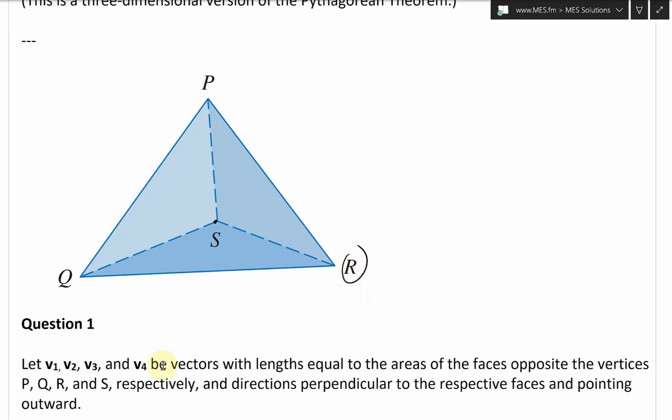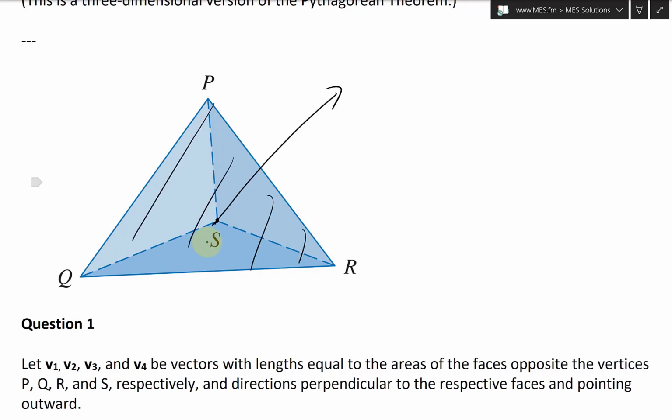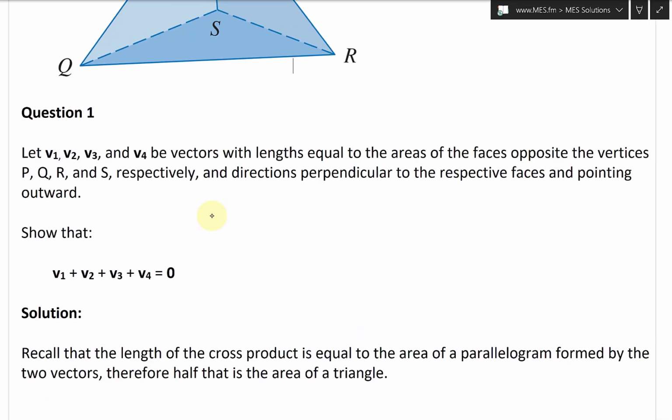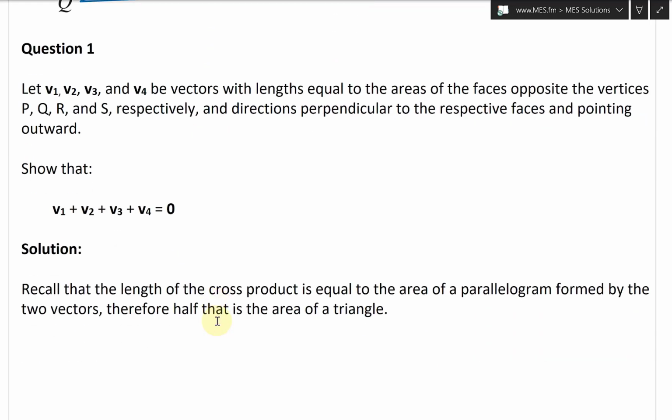Like that. And then the last one, V4, is opposite of S. That's going to be this entire PQR triangle. Think of it in 3D, basically the one facing you, and it's going to be pointing outwards away from it, directly past the page, in other words right at your face when you're looking at it. Anyway, we're asked to show that V1 plus V2 plus V3 plus V4, adding the vectors up, equals the zero vector. So let's jump right in.